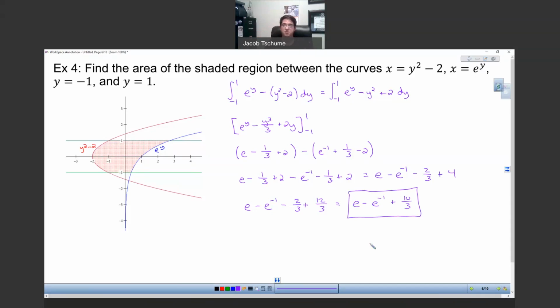For the first time, you notice that both of our terms were very different. One was an exponential function and one was a polynomial function. So it kind of makes sense that our answer didn't combine very nicely at the end, but that's okay. Like I said, that is going to end up being our area between the two curves.